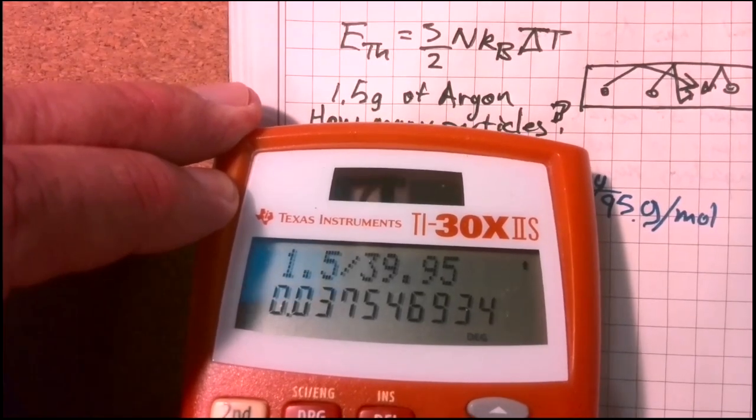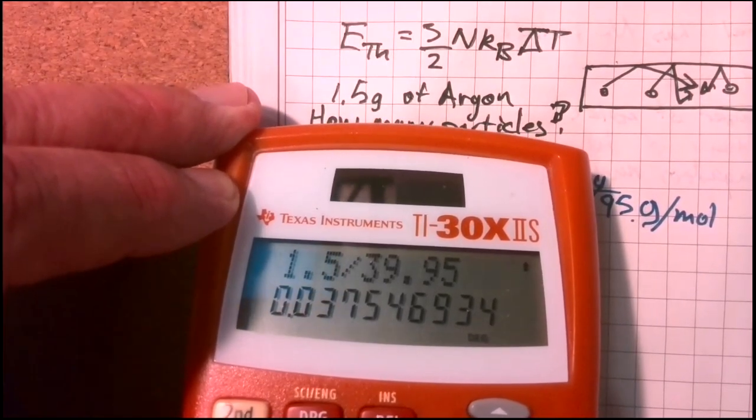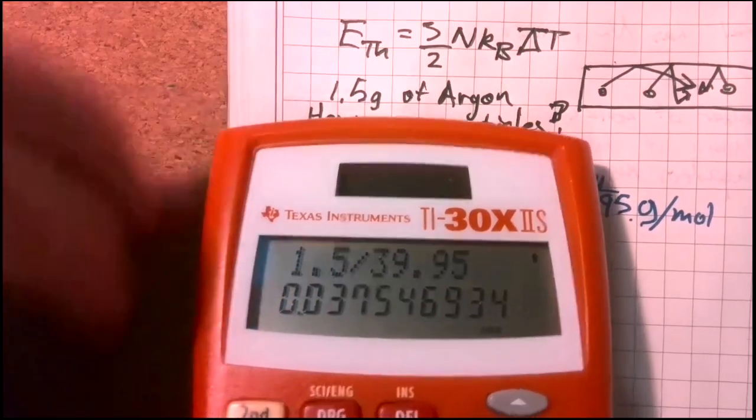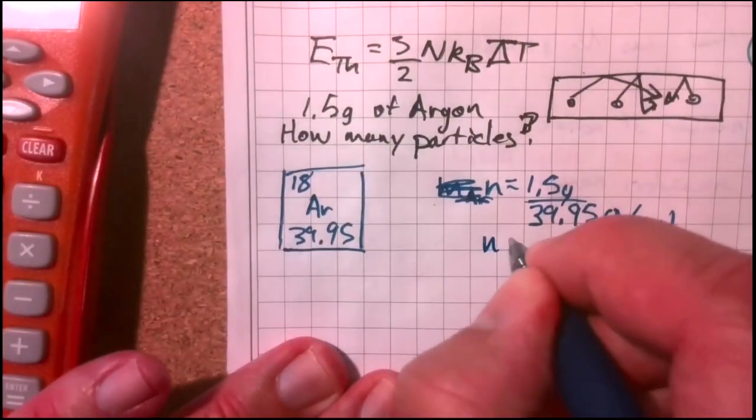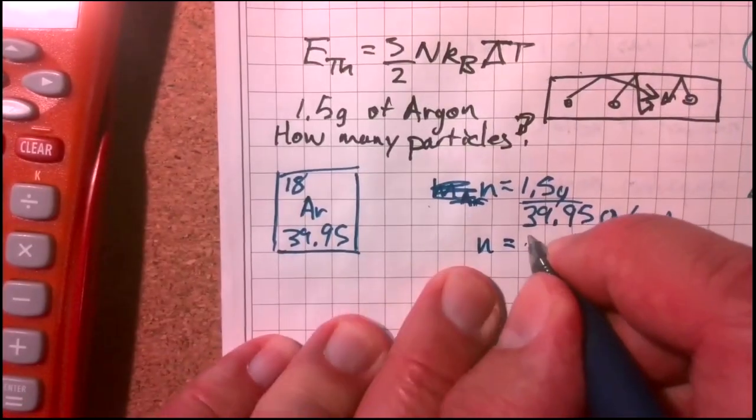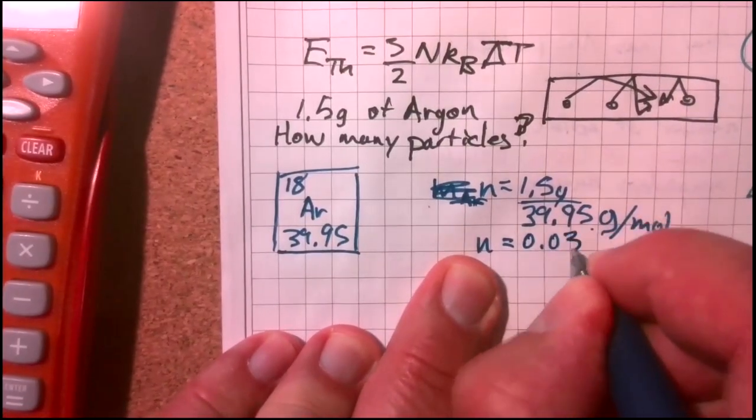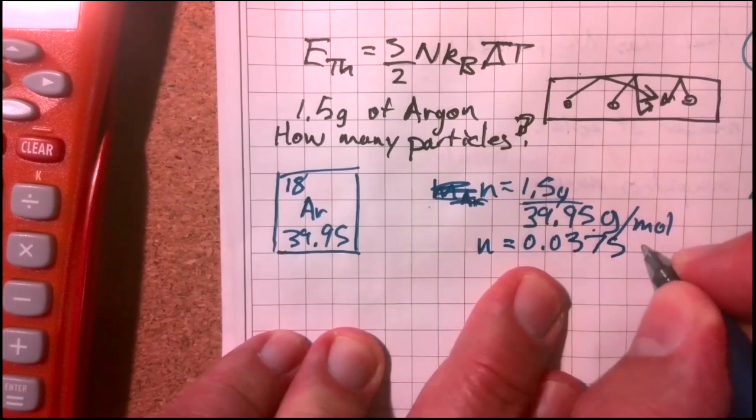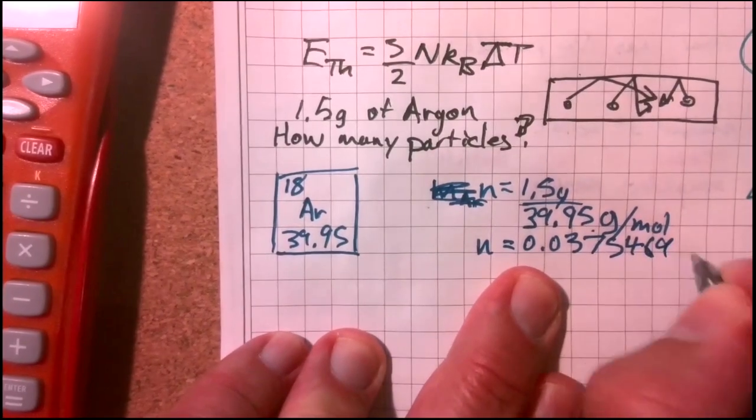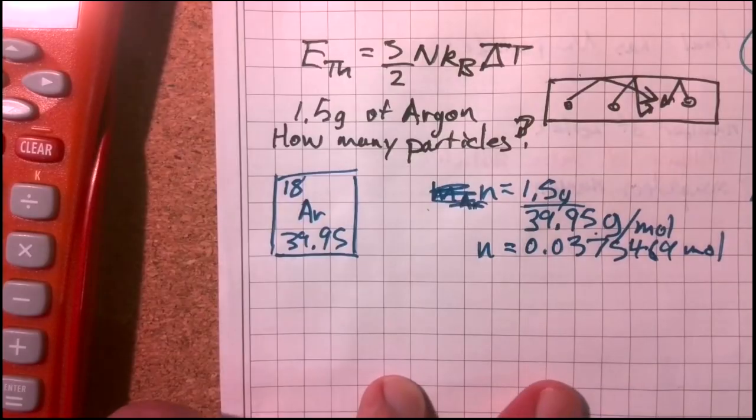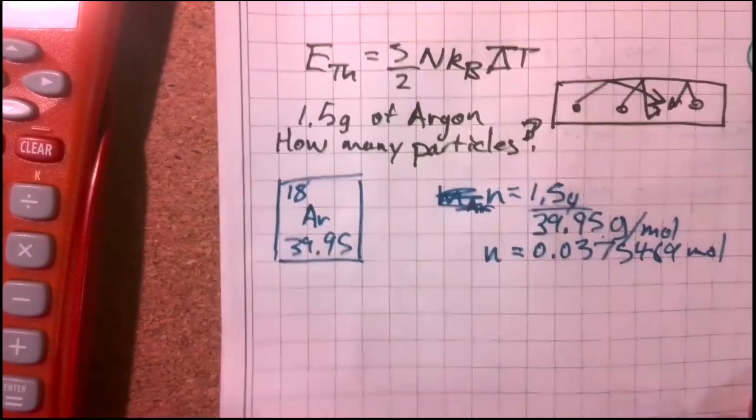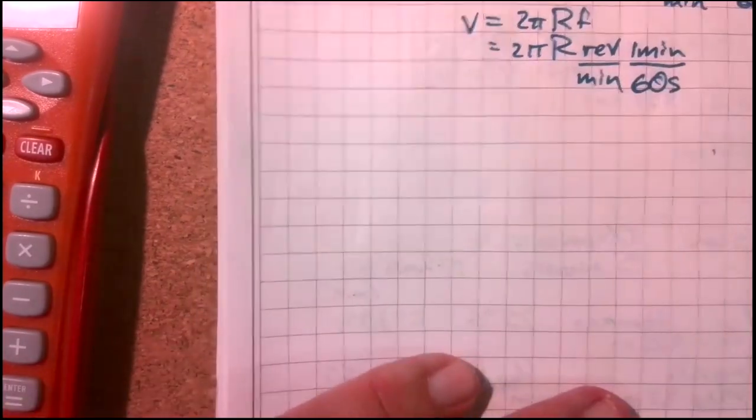Okay. So 1 mole would be 39.95. And so we are gonna have, let's write this down here. So n, the number of moles, is going to be 0.0375469 moles. Okay, we found the number of moles, and this is a very, very important equation.